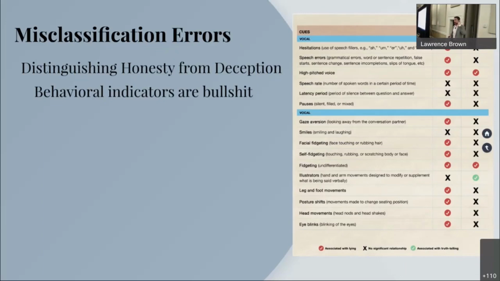The two that have a statistically significant correlation are fidgeting, what's called undifferentiated fidgeting, and a high-pitched voice. What? Murder? Me? Those are statistically significant. They are correlated with deception, but the statistical significance is so low that they are basically unreliable.